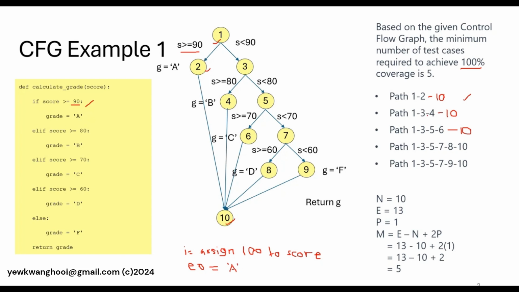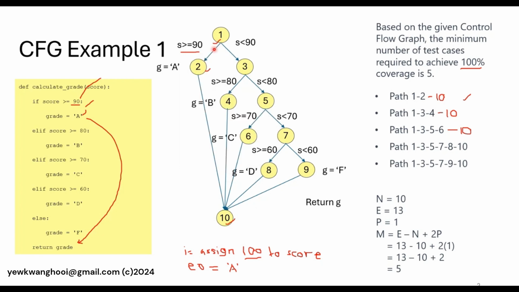So in order to test path 1 to 10, I must assign input 100 so that the expected output will be A. You see here, if we go here, you assign A. After that, it will jump out. So isn't it that we have just traversed path 1 to 10?